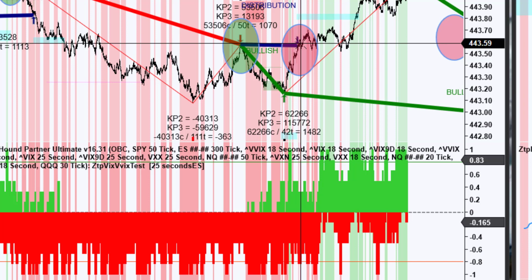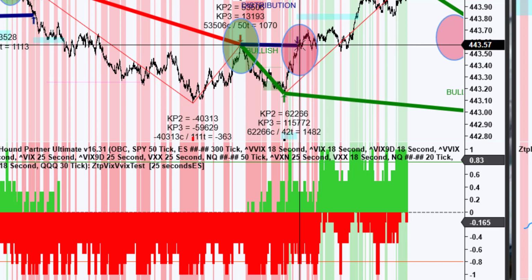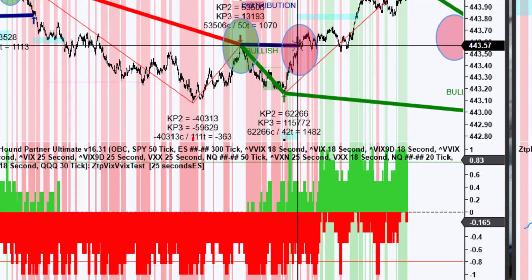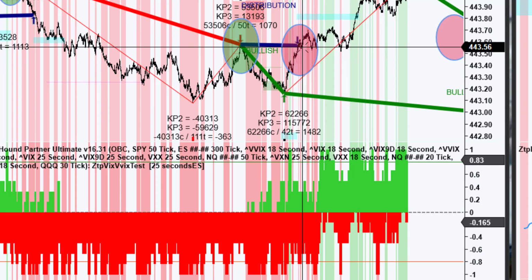Now, what is also interesting to note is this is where the divergence went non-divergent, and it was also exactly where we got our sell signal. So if we're looking at this as a loss, our loss would have been incurred almost immediately upon entering the trade, because as you can see, here are the bloodhound signals.